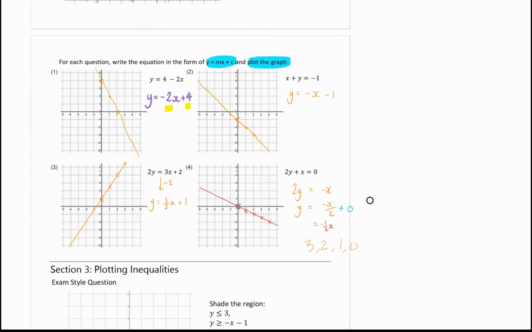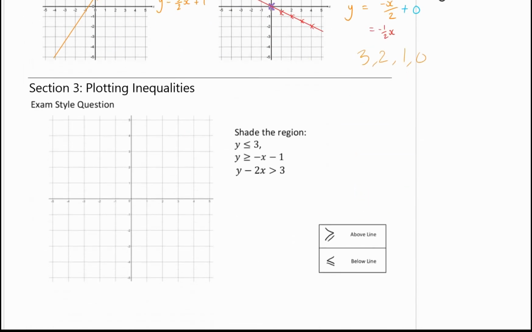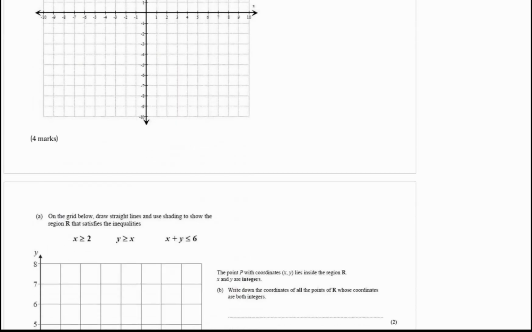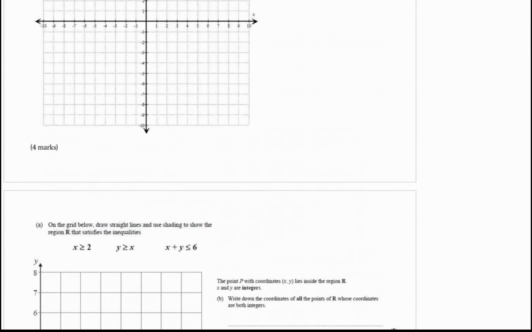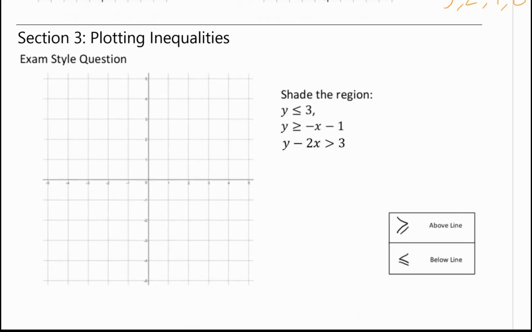Okay, so that was the basics. On to the main thing we're doing, and that is plotting inequalities. I'm just going to go through this one question, and then you'll have these 4 or 5 questions to do. These questions pretty much always come up in exams, always the same format. You'll be given a bunch of inequalities, and have to plot them all together on the same graph.